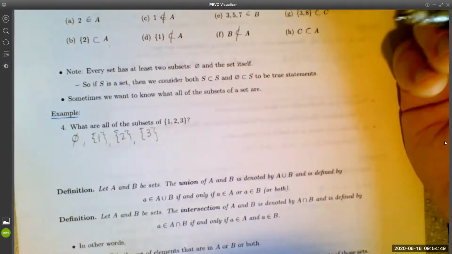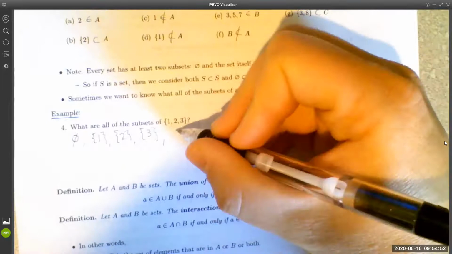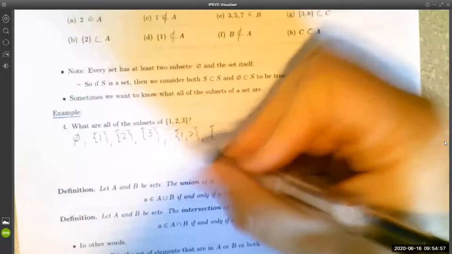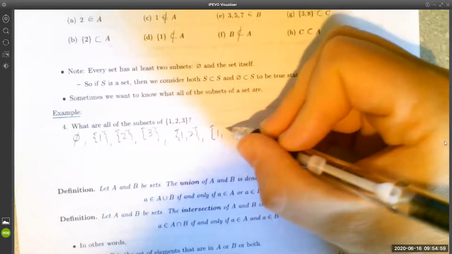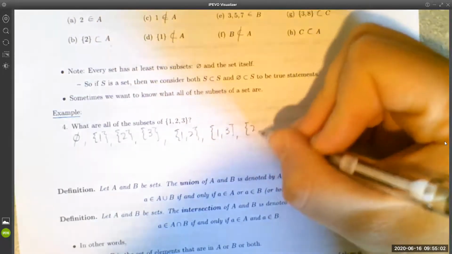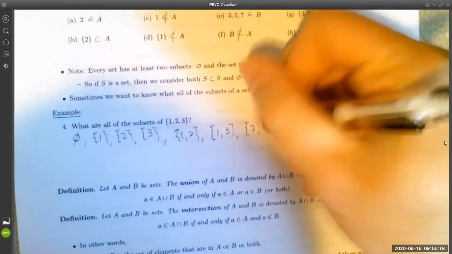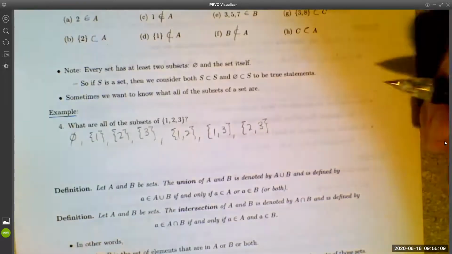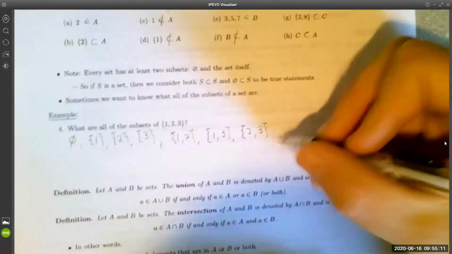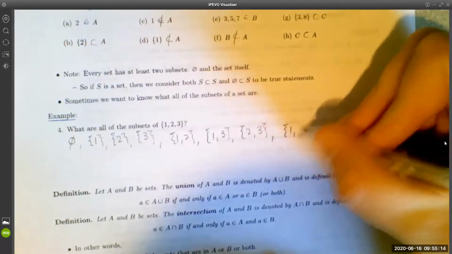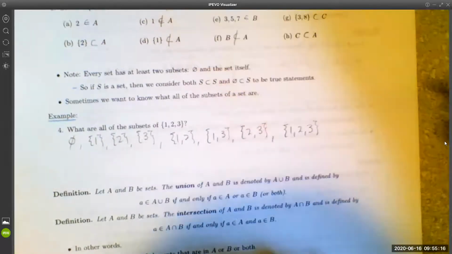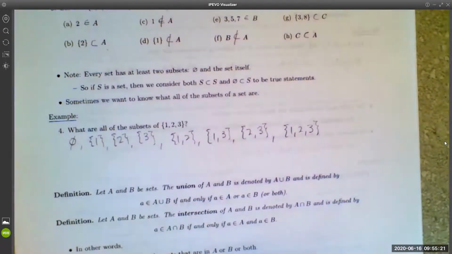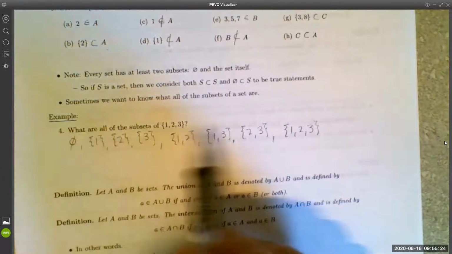And then we have 2 element subsets, right? 2 element subsets like {1, 2}, {1, 3}, and {2, 3}. All right, these are all subsets of the original set. And then finally, we have the entire set, which is a subset of itself. So those are all of the subsets of the original set. We have 1, 2, 3, 4, 5, 6, 7, 8 of them.